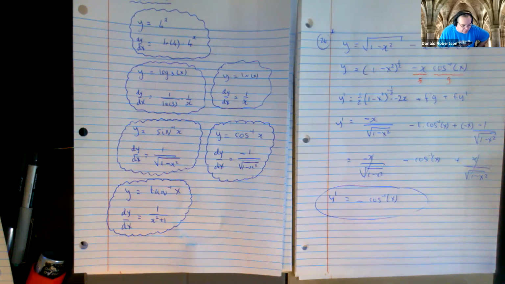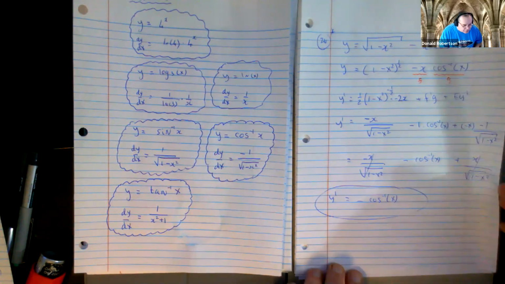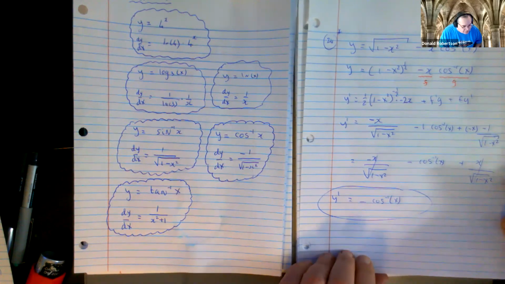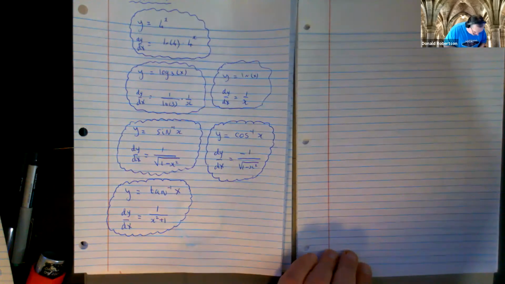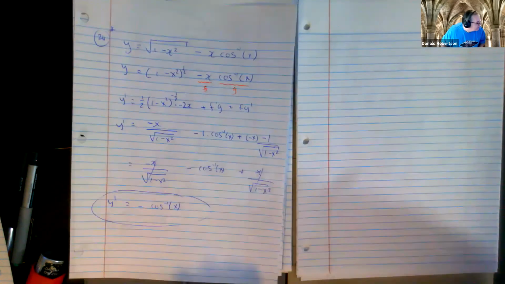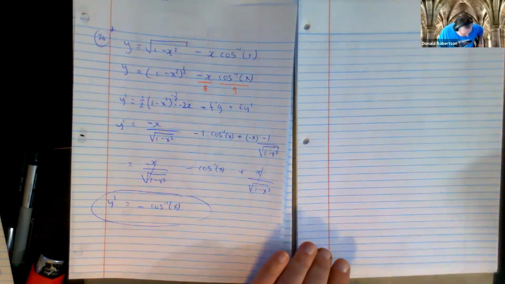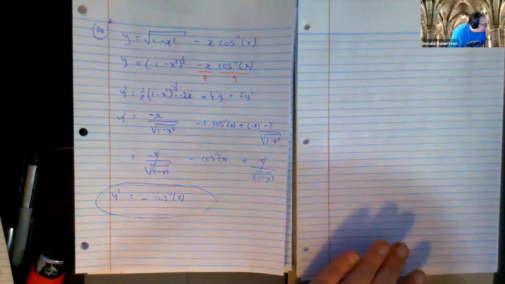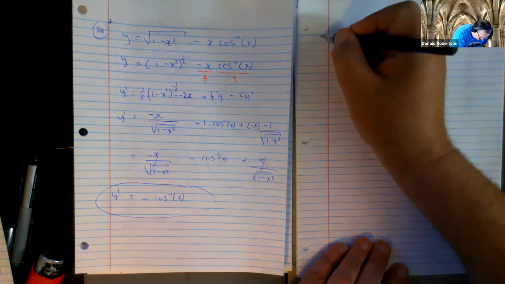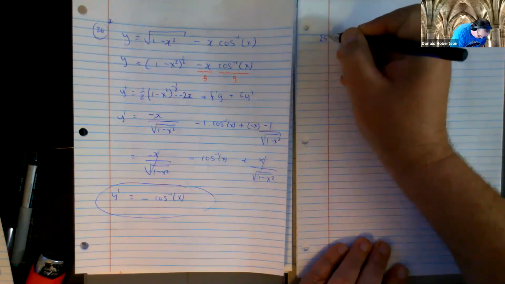Are we good? Any questions about that before I move on? Well, I guess I'll put it there. Let's do an ugly chain rule, quotient rule guy. So the one I'm going to do now is going to be 25.